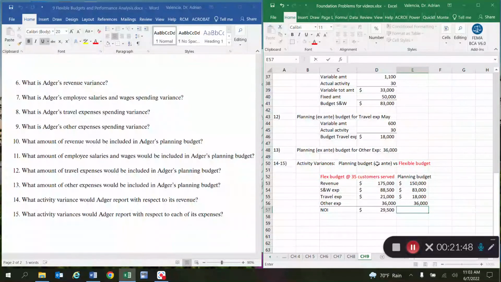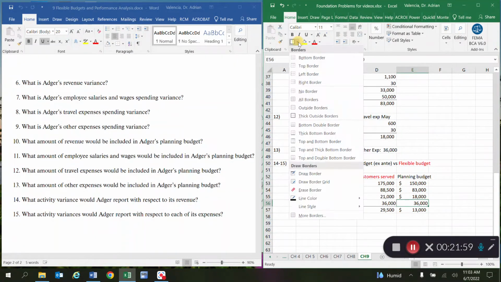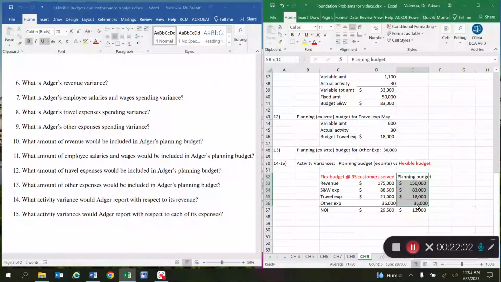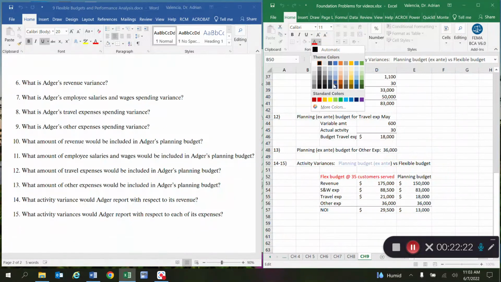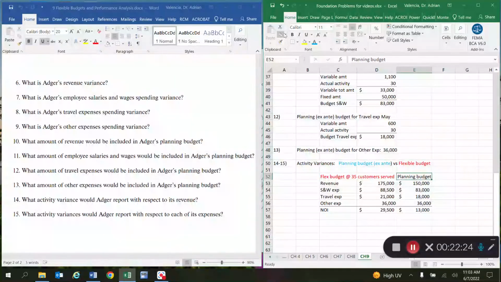And just for the heck of it, we will do the planning budget net operating income, which we thought was going to be 13,000. So this would have been the budget if we had sold to 30 customers. That's the original planning budget, but things changed and we ended up serving 35, so that's what this is right here. Let me change the color so we're clear as to what we're talking about. Sorry, I take a little bit of time with the coloring, but I think it's good to be able to visualize what we have.